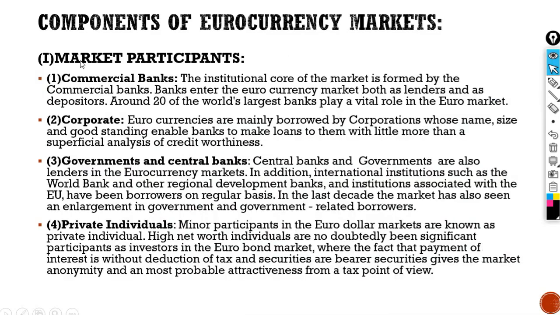Now, number one, as we said, was the first component of the euro currency market: market participants. So who are all the participants of the euro currency market? Number one, the commercial banks. The institutional core of the market is formed by the commercial banks. Banks enter the euro currency market both as lenders and as depositors. Around 20% of the world's largest banks play a vital role in the euro market.